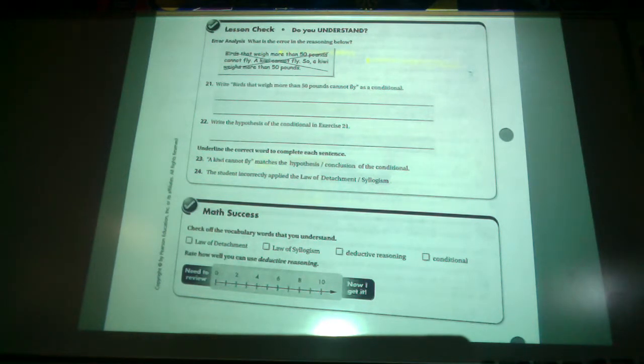Again, it was before 10 a.m. when I was looking at this. I'm like, a kiwi. So there's a bird called a kiwi, just to let you know.